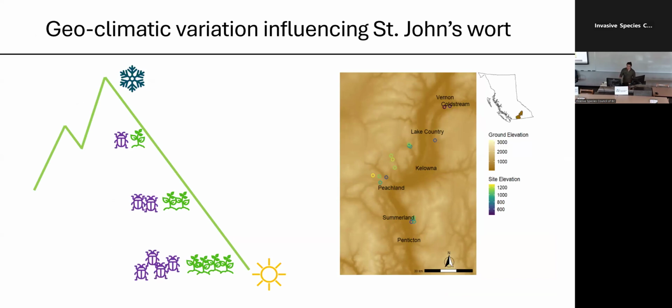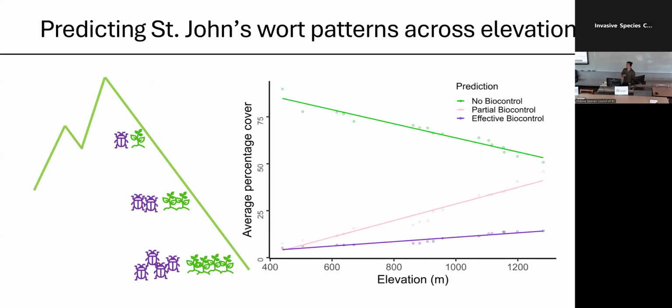And what we are expecting to see is that, due to new concerns of climate and new reports of the weed coming back, if biocontrol is lacking, something like the green line will happen, where we see a lot of abundance at low elevations where the plant is really successful, and then it decreases with elevation. If there is some partial biocontrol, then we expect the pink line, where we have some strong control at the bottom, but then it decreases. And then if we are being successful, we expect the purple line.